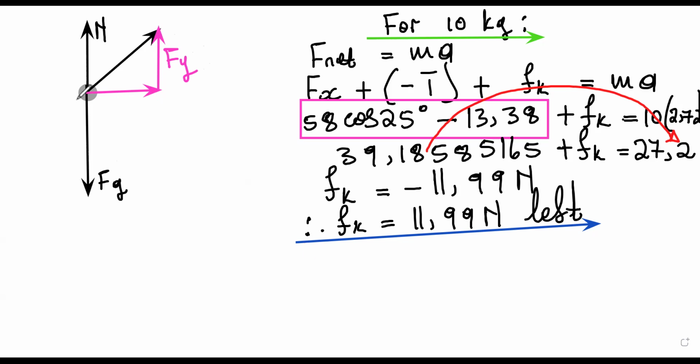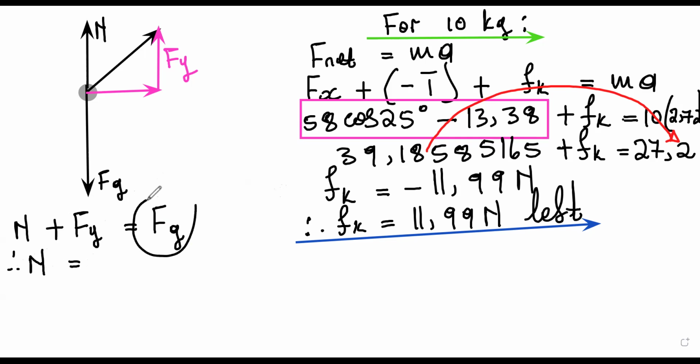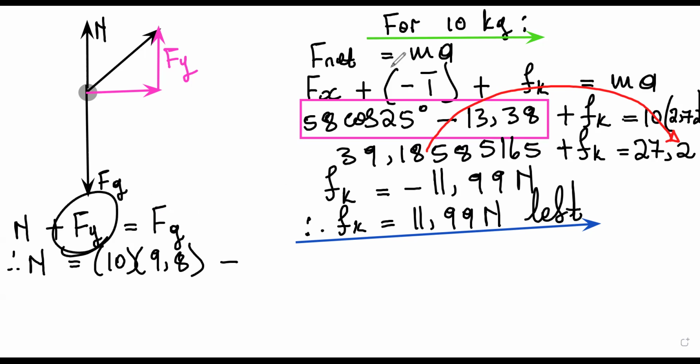So what? Well, now we just need to say, how would we find the normal force? Well, by using the fact that if we take the normal force and add it to the vertical component of the applied force, the result will give us the gravitational force. So this means the normal force is going to be the gravitational force, which is 10 times 9.8, minus the vertical component of the applied force, which is 58 times the sine of 25 degrees, all right?